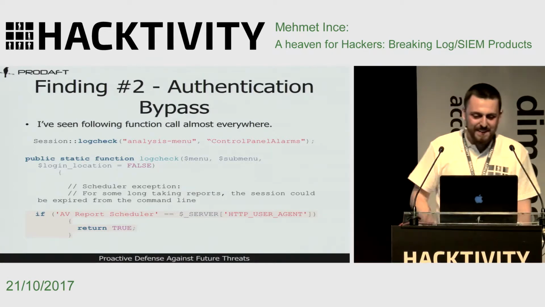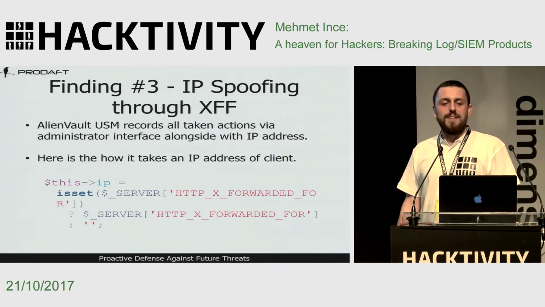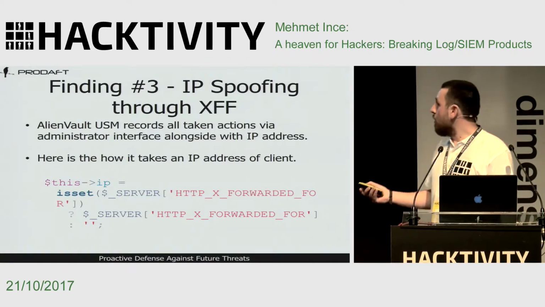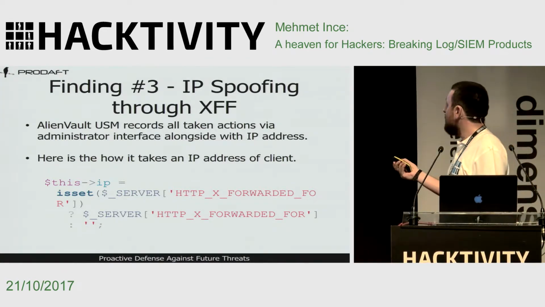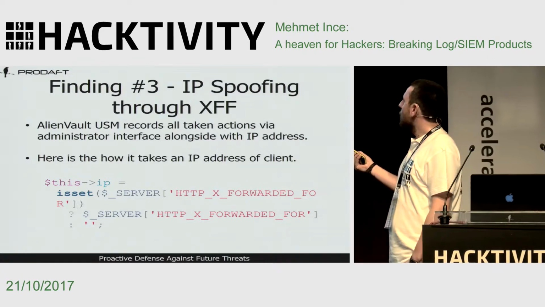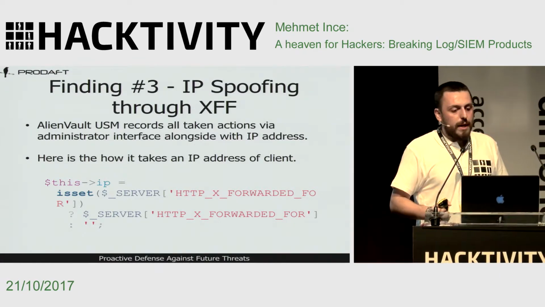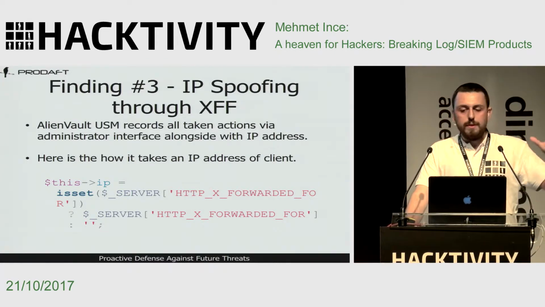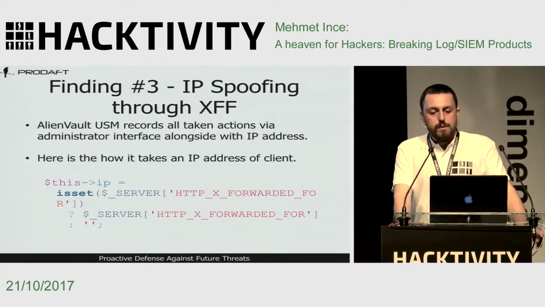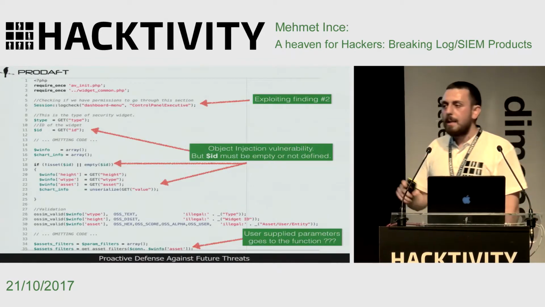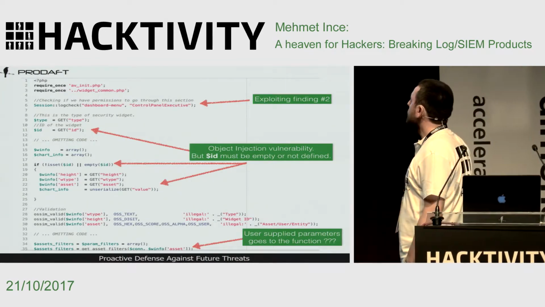Okay, our third finding was related to the client IP address. It's just looking at another HTTP request header. If it sees X-Forwarded-For, it just takes the value itself as the IP address, because AlienVault USM records all the actions taken through the administrator interfaces. Okay, let's go into the details.